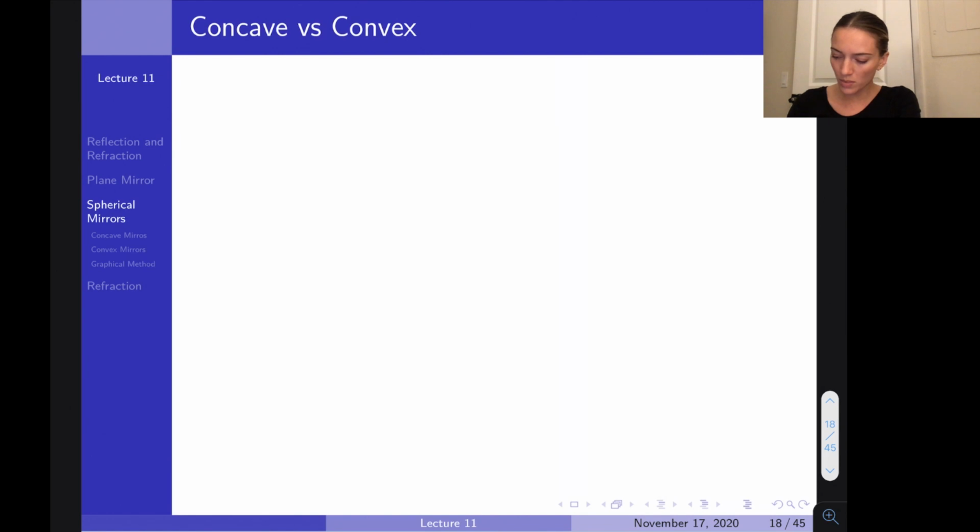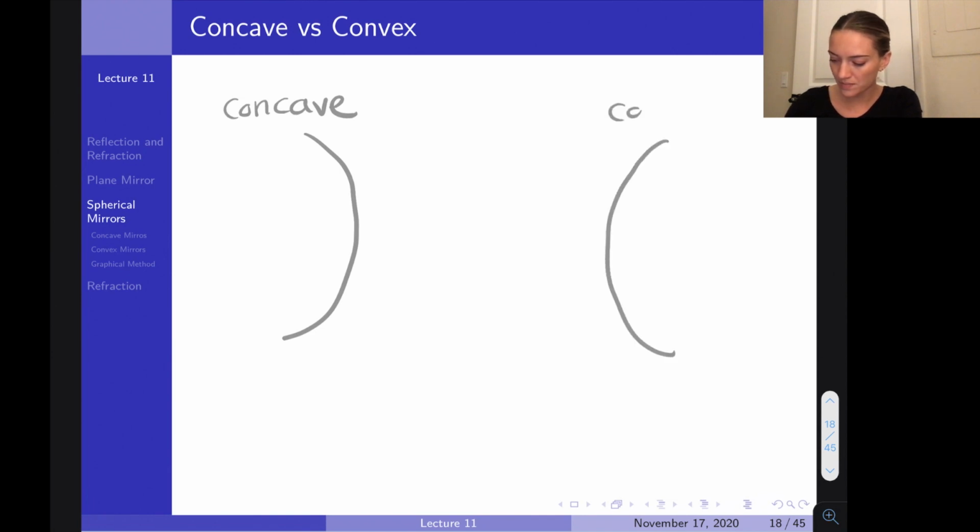Okay, and then just one more thing. We have concave and convex. That's the number one thing that everyone confuses, convex and concave lenses. A concave lens will look like this. So this is concave, and then this would be convex.